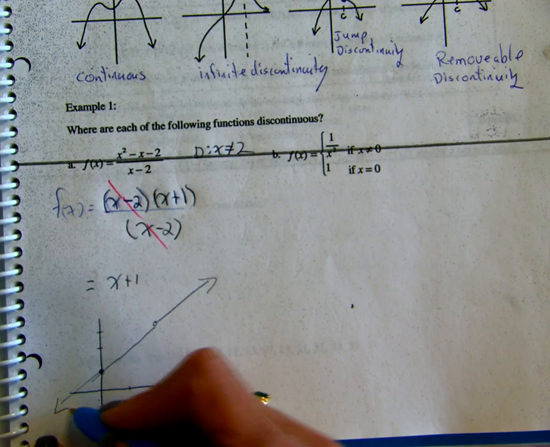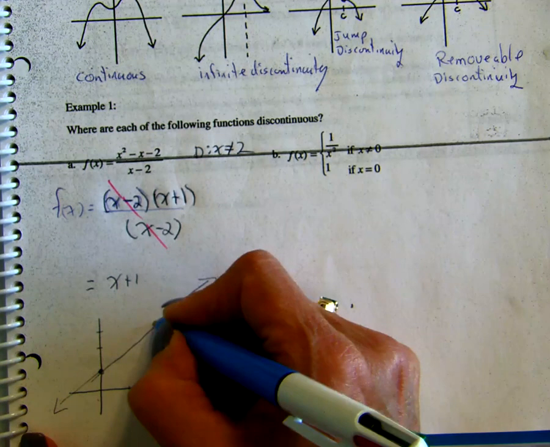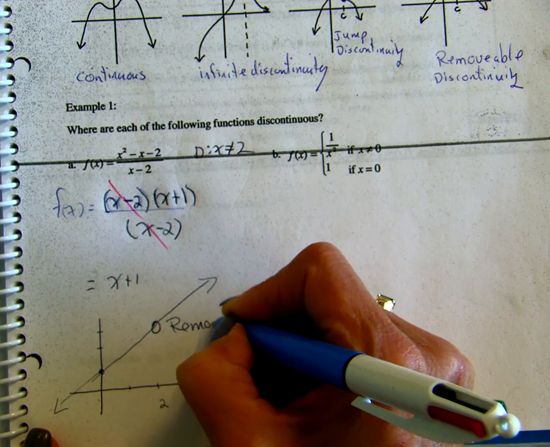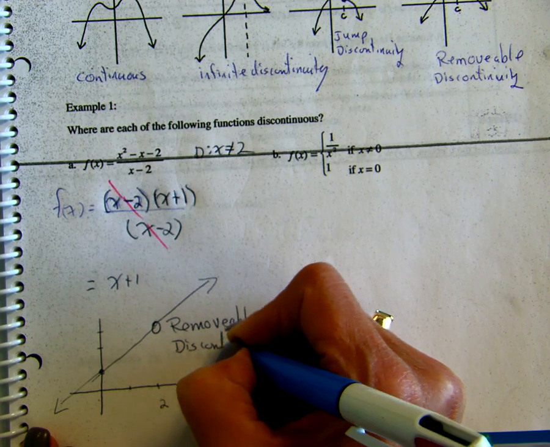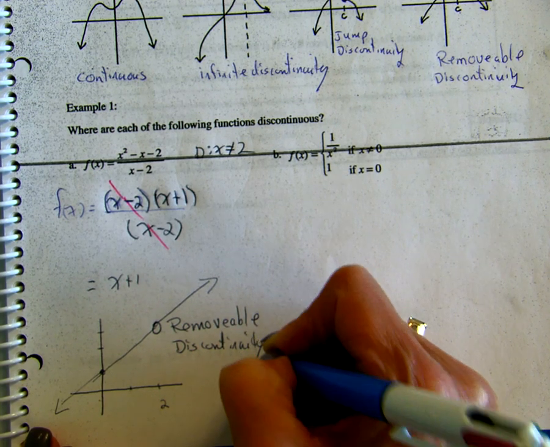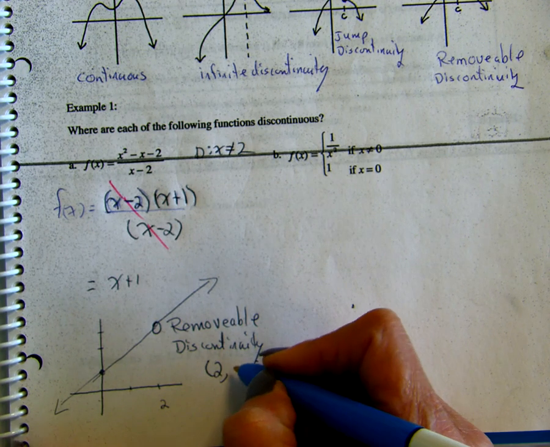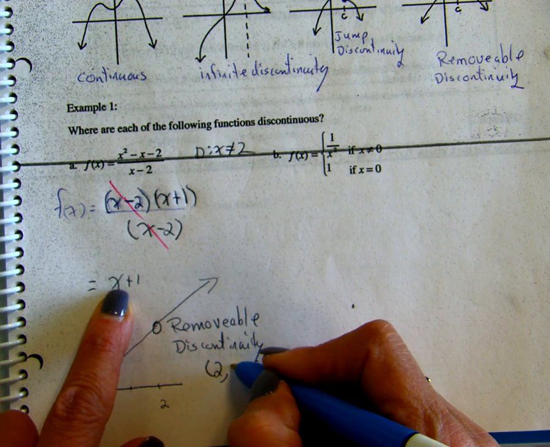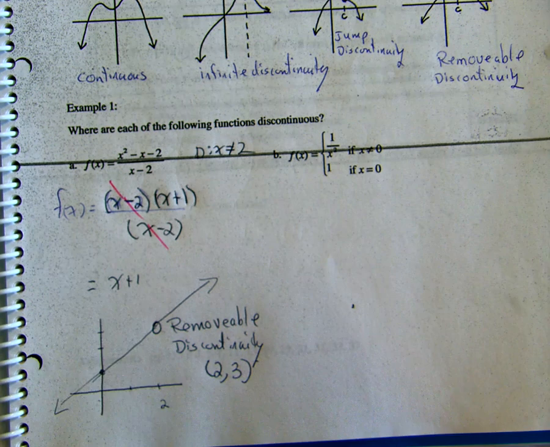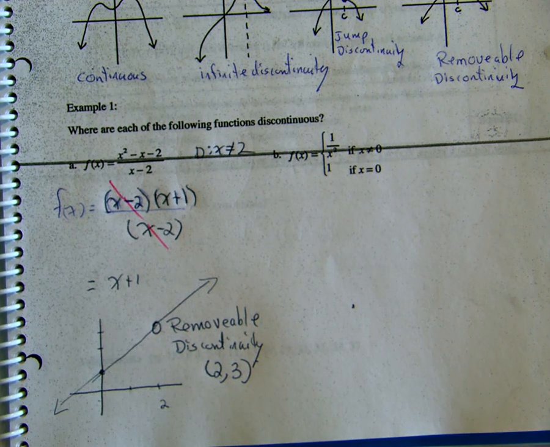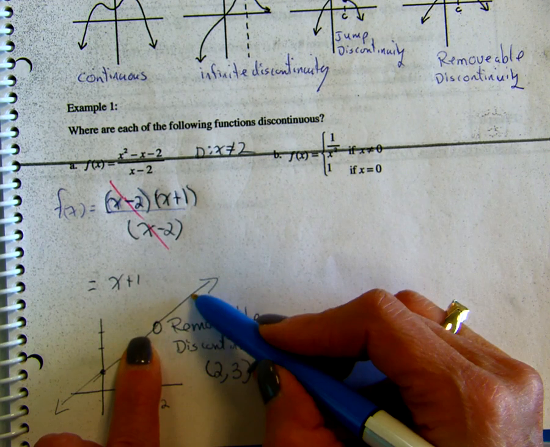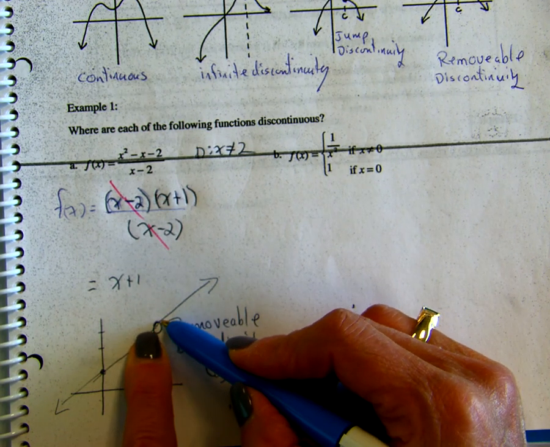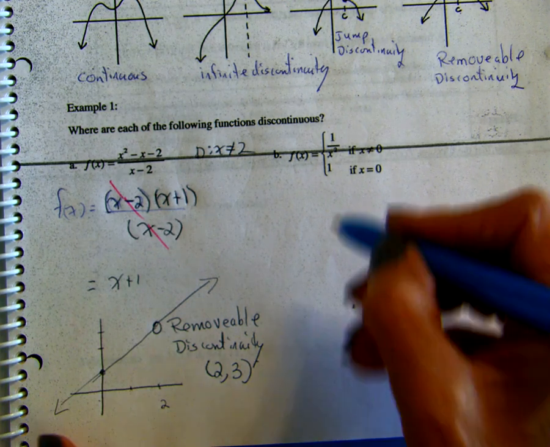So we've got this line right here, and then a removable discontinuity. Where does it occur? When x is 2, what's y? There we go. Okay, we did this twice, right? What's the point of discontinuity? It's removable because the left-hand limit and the right-hand limit are equal.